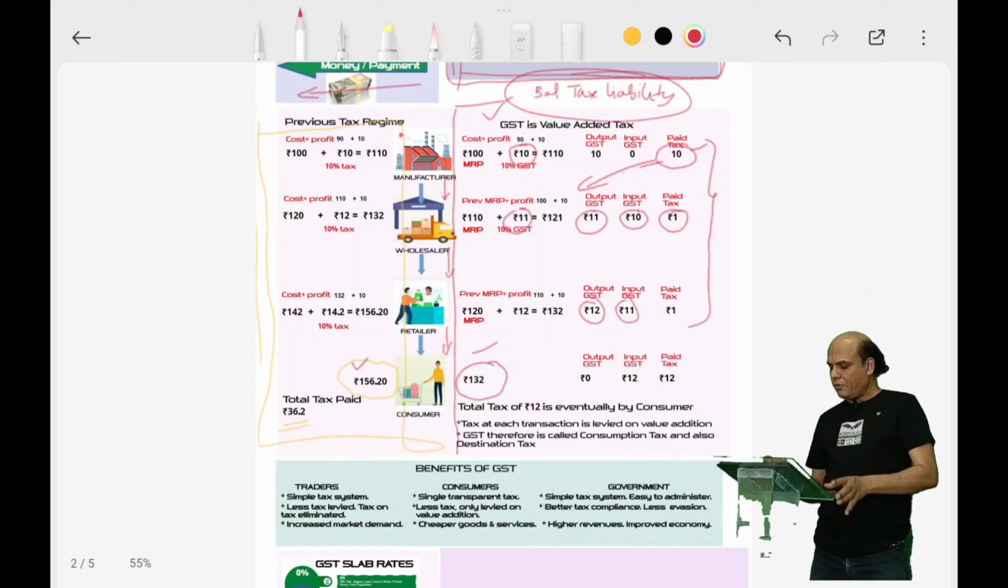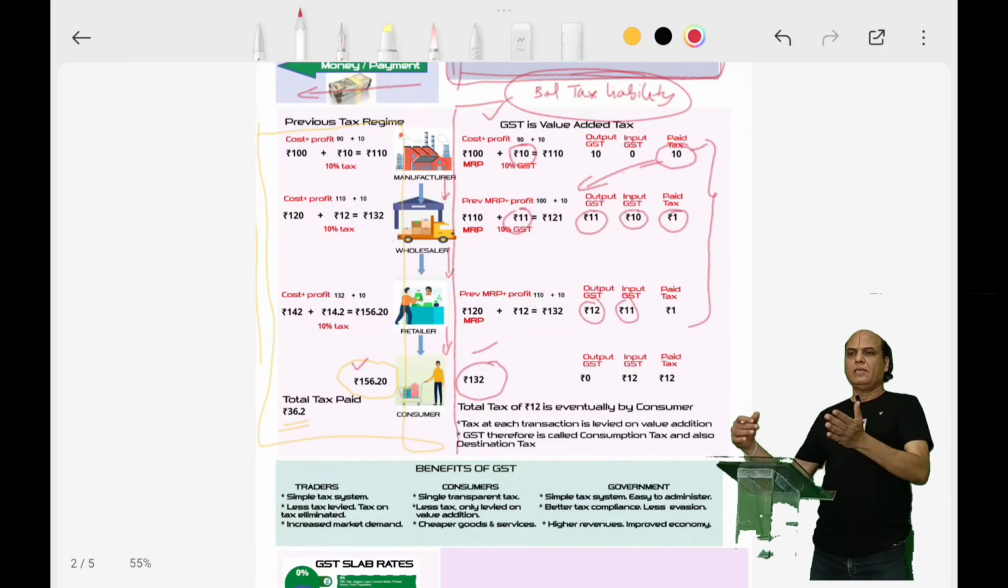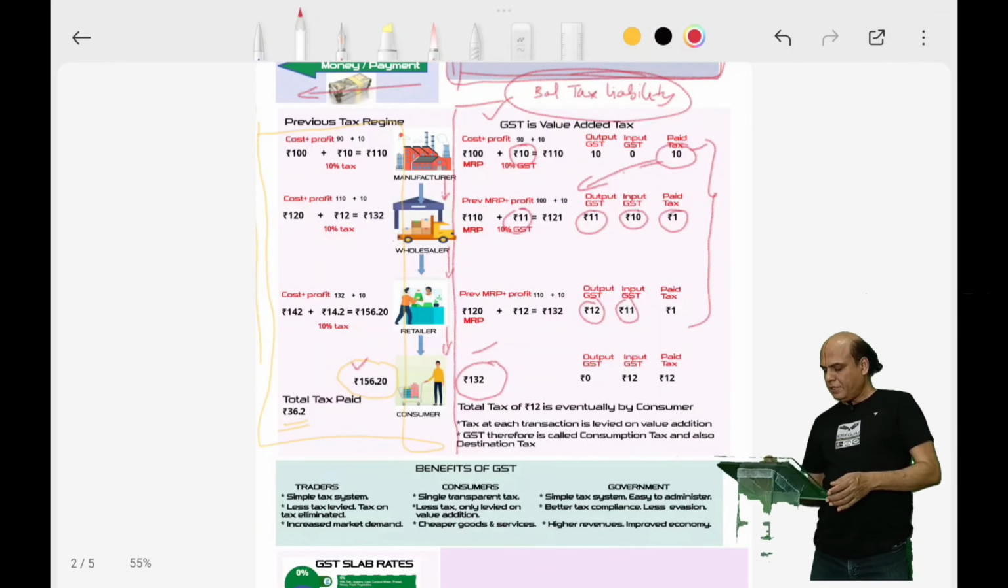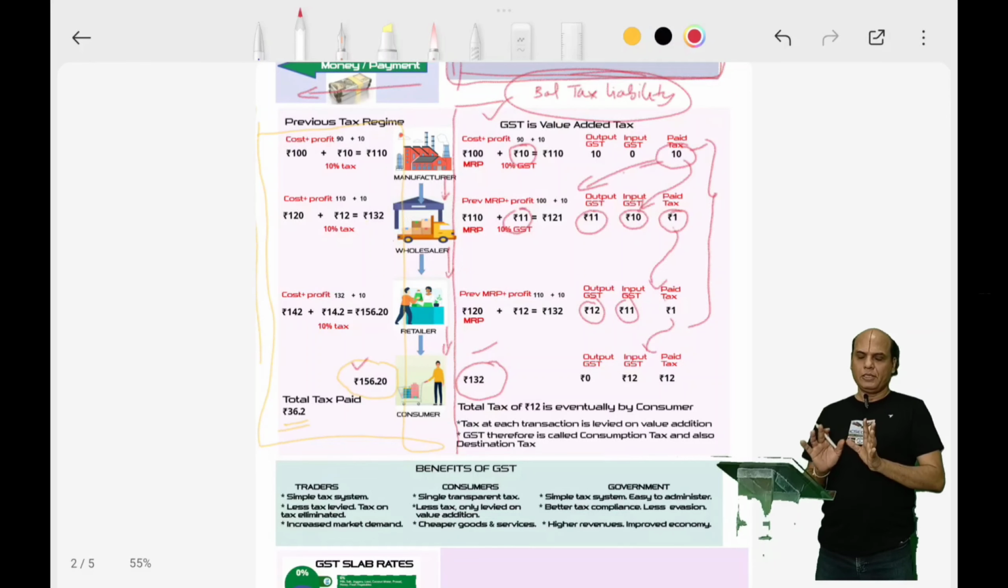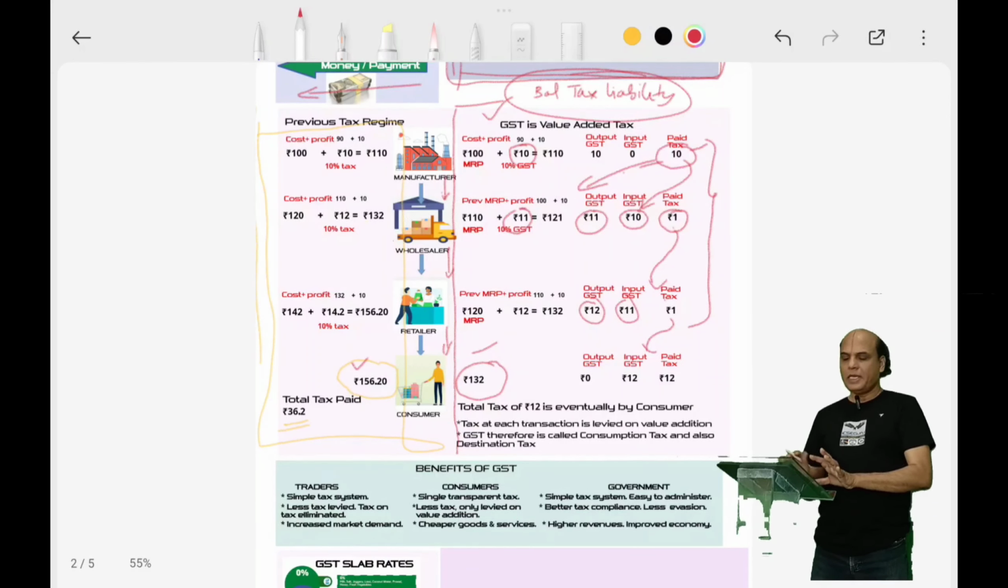This total of 12 rupees trickles down to the customer. These people, although they have paid, will get it back from their next purchaser. That means the 10 rupees that he has paid, he will get from the wholesaler. The 1 rupee that the wholesaler has paid, he will get from the retailer, and the 1 rupee that the retailer has paid, he will get from the consumer. So in the end, eventually the consumer is paying the 12 rupees tax that is being paid on the goods totally.